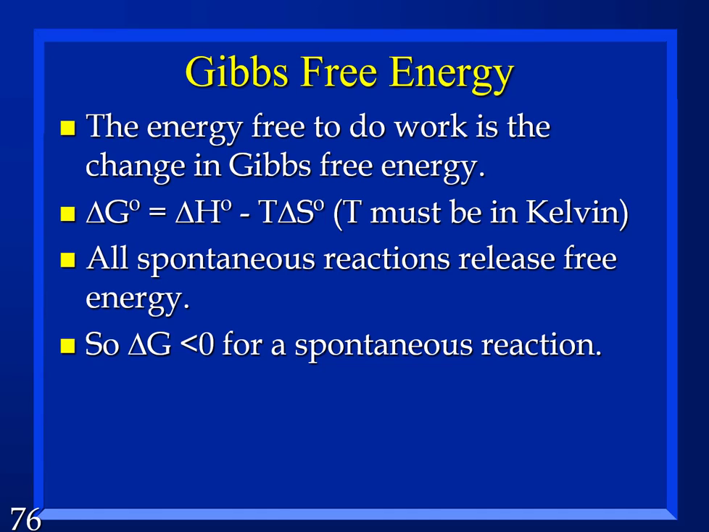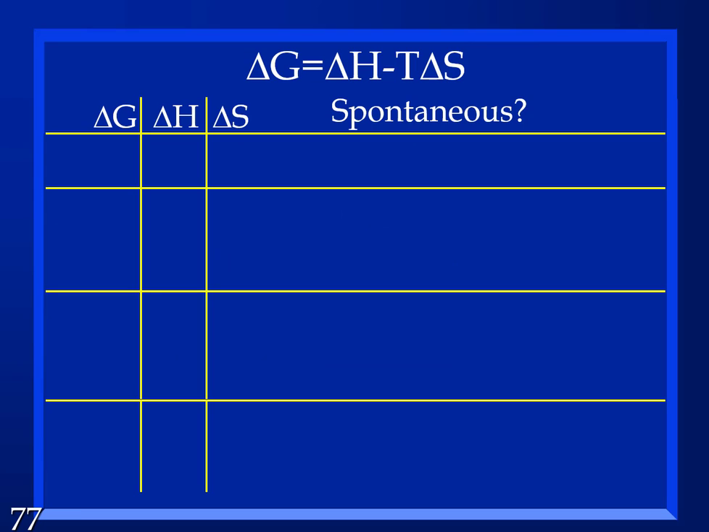So if delta G is negative, it's spontaneous. But delta G is made up of those three pieces. So let's look at the signs of those three pieces and what it tells us about temperature. I'm going to look and see what signs delta G, delta H, and delta S have, and whether it's spontaneous.